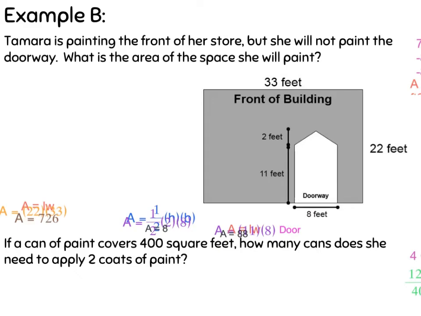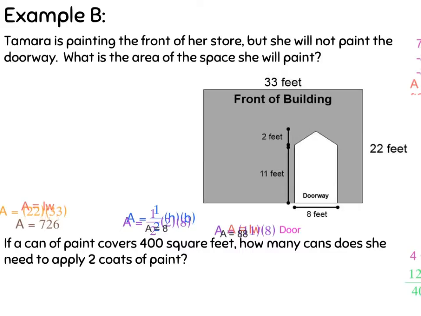So the next one says Tamara is painting the front of her store, but she will not paint the doorway. What is the area of the space she will paint? And then a second question says a can of paint covers 400 square feet. How many cans will be used to apply 2 coats of paint? So that's probably important. So let's start by finding the area of the front of our building.